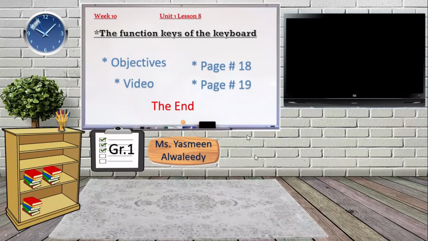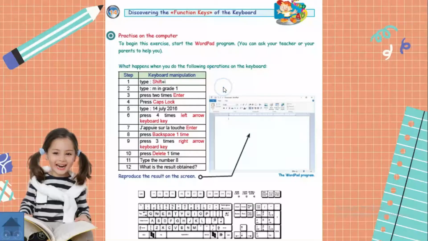Now we will go to page number 19. Here we have all these steps. We have to follow these steps to write some sentences using the program WordPad. I will teach you now how to use WordPad and how to use the function keys, and how you will follow these steps. I changed some steps. We will practice now together.